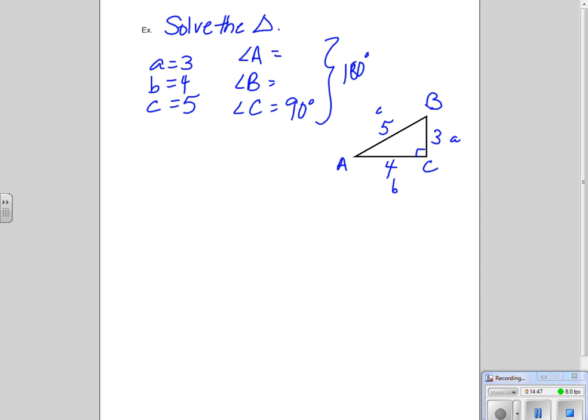I want to solve for B. So B will be my angle of reference, and I'm going to label the triangle. 5 is hypotenuse side. From B, 4 is your opposite side, and the 3 is the adjacent side. I have all sides possible, so I could use any trig ratio that I want. I'm going to write down all 3 just for the practice, and then we'll choose one to solve with.